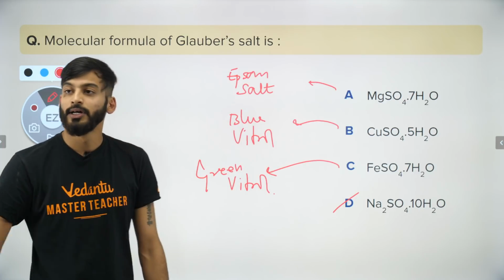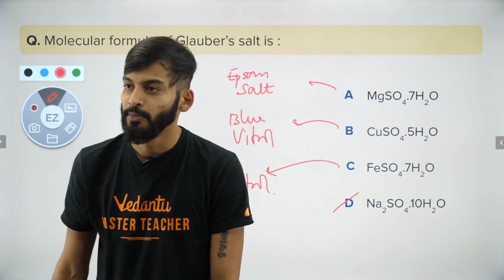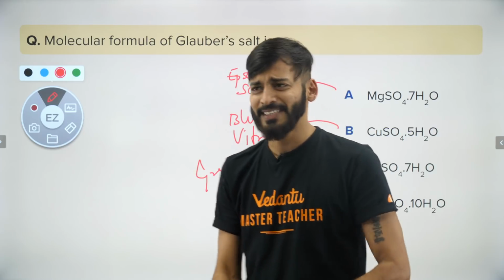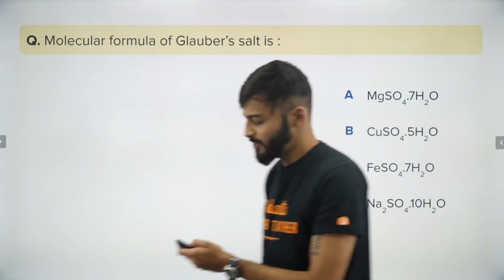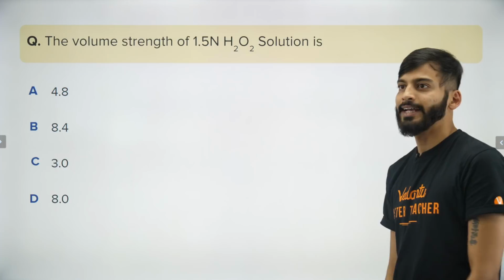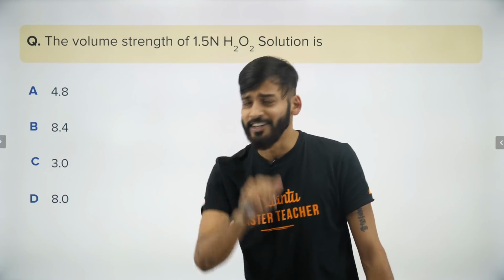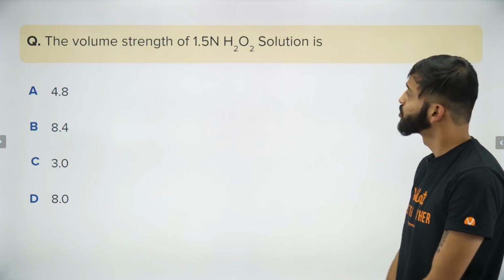So you guys have to learn the names as well. They are very very important, very very crucial. I hope you are getting this. बहुत सही. Many of you know this. And this question is so simple. आगे बढ़ रहा हूँ, मजा आ रहा है, बहुत सही. All right, next question. Check this out. It is your favorite now because I have said it. The volume strength of 1.5 normal H2O2 solution is.